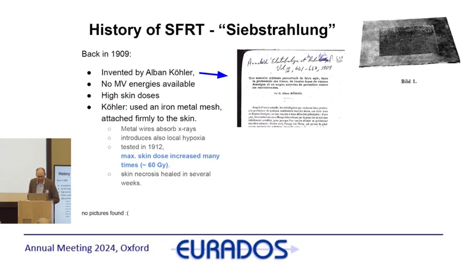And Köhler came up with the idea, well, let's make some sort of a metal mesh or screen and press it on the skin. And then suddenly he discovered that the maximum skin dose increased many times over what it would usually be able to tolerate, all the way up to, retrospectively calculated, 60 gray. You didn't have grays at that time, so some people figured it out. Also skin necrosis healed in several weeks simply because you had these little holes there.